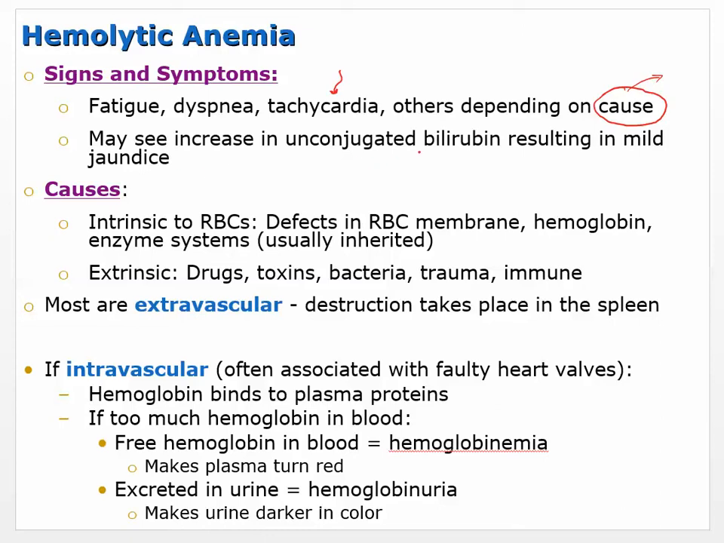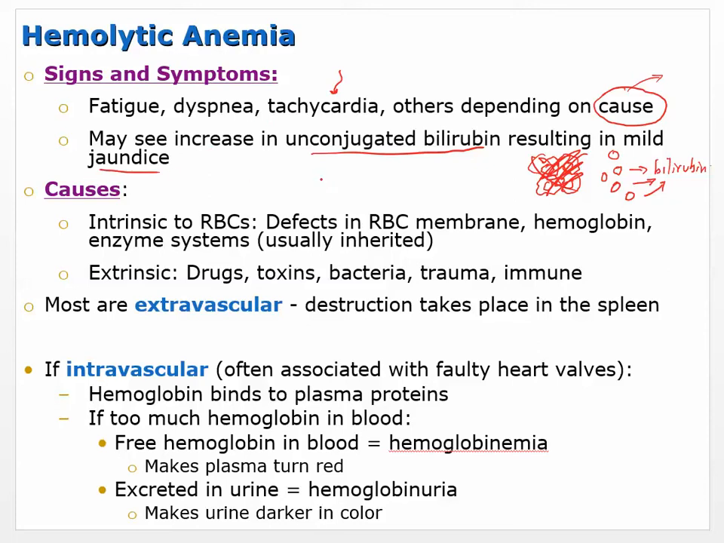You may see an increase in unconjugated bilirubin. Why would you see an increase in unconjugated bilirubin? Well, because bilirubin is the breakdown of heme, which is inside each of the chains of a hemoglobin molecule. Inside each of those protein chains, the alpha and beta chains, you have a heme molecule, and that heme is what's turned into bilirubin. So logically, if we're breaking these cells, you're going to have more heme, which means you're going to be making more bilirubin. But it would be hard to detect mild jaundice.